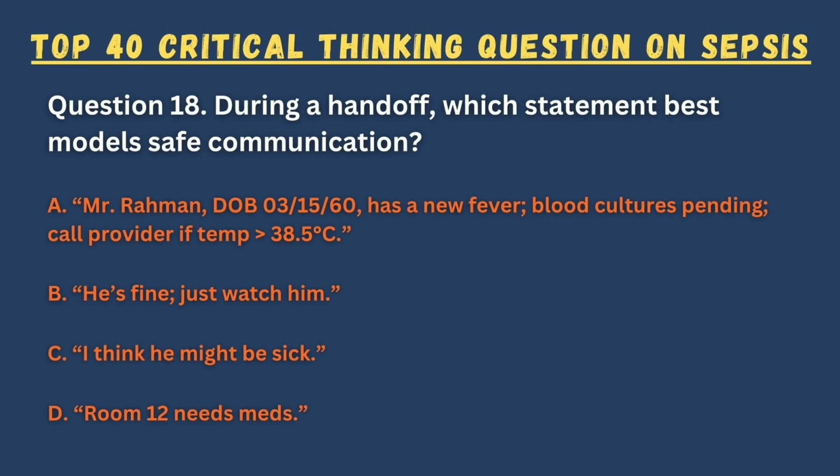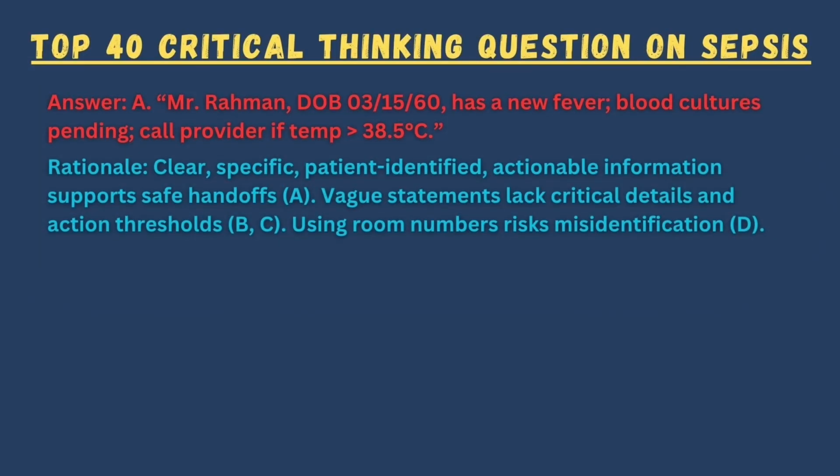Blood cultures pending. Call provider if temp greater than 38.5 degrees Celsius. B. He's fine, just watch him. C. I think he might be sick. D. Room 12 needs meds. Answer. A. Mr. Rahman, DOB March 1960, has a new fever. Blood cultures pending. Call provider if temp greater than 38.5 degrees Celsius.